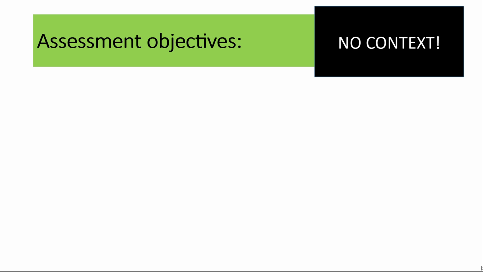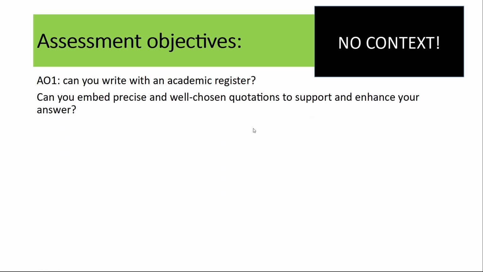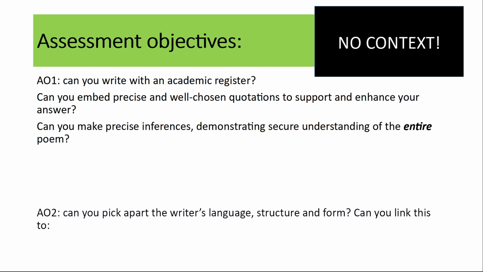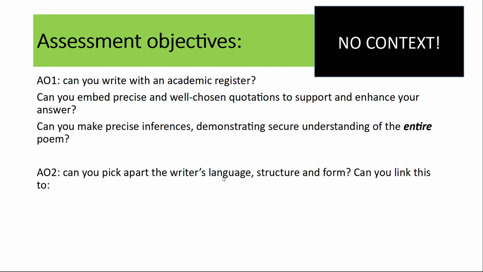Right, so just a reminder that there is no context for unseen poetry, so you don't need to worry about when it was written and what the writer's intention was. You get to decide different potential intentions based on the poem. So the key skills that you need to be focusing on are writing with an academic register, so making sure you use that formal speculative tone that you use in your other literature essays, being able to embed, which you're really good at, precise and well-chosen quotations to support and enhance your own ideas about the poem, being able to make precise inferences like you do really well in language, demonstrate secure understanding of the entire poem, and it is important that you cover the entire poem, much like in language where you have to cover the entire extract and Shakespeare as well. And then for AO2, it's all about whether you can pick apart the writer's choices.